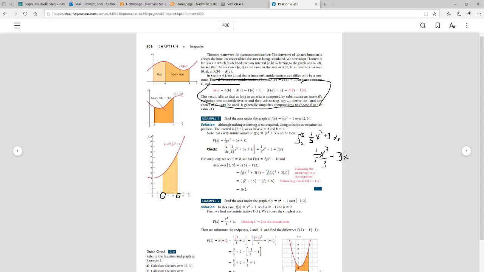All I did was take the antiderivative of each term. So the antiderivative of 1/5 x squared is 1/5 of x cubed over 3, plus the antiderivative of 3 with respect to x, which gives me 3x. And we have to keep in mind that we're working from x is 2 to x is 5. Now we have to simply evaluate capital F of 5 minus capital F at 2.